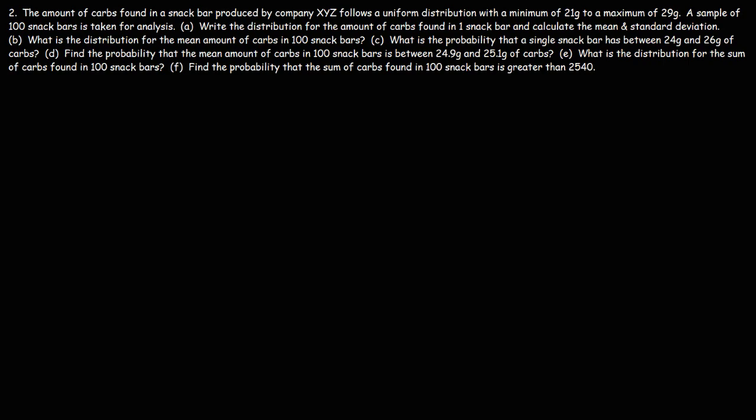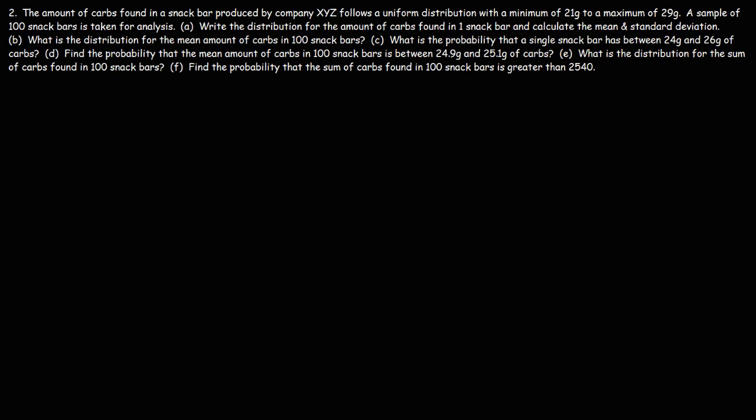Number 2. The amount of carbs found in a snack bar produced by company XYZ follows a uniform distribution with a minimum of 21 grams to a maximum of 29 grams. A sample of 100 snack bars is taken for analysis. Part A. Write the distribution for the amount of carbs found in one snack bar and calculate the mean and standard deviation. So here's a question for you.